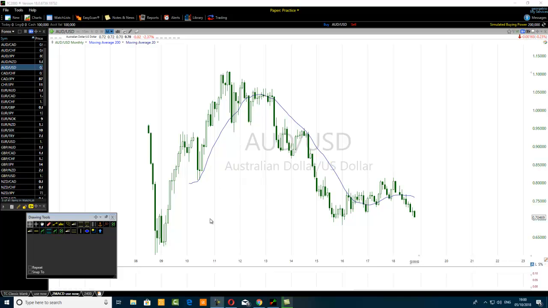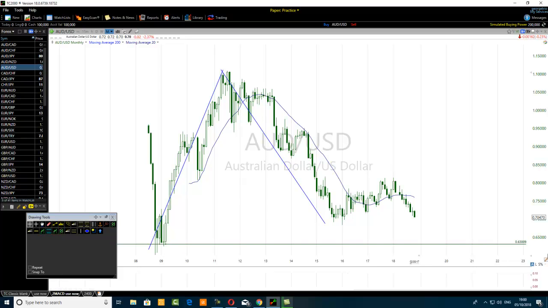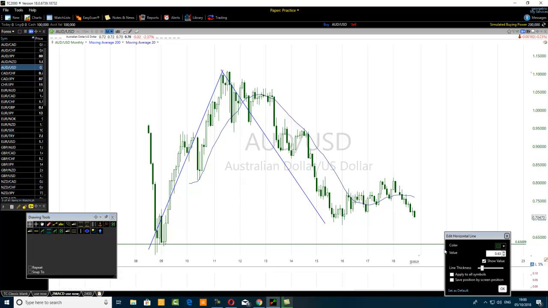So looking at the price structure here, everybody will agree that it went up like this. Now it's coming down. So where is it headed? It's headed to the ultimate target, which is this one here, 0.6300. That zone. It's a zone, not a level, but a zone.